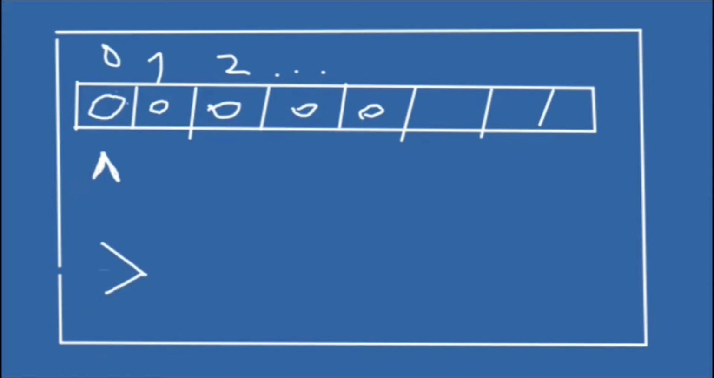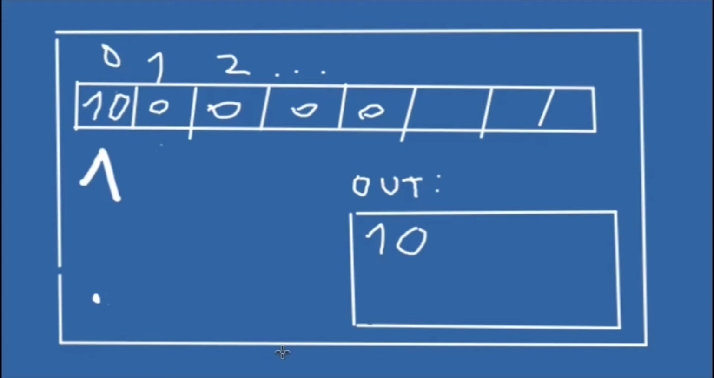The right and left commands move the pointer respectively right or left. If the pointer reaches either end of the tape, it will wrap back to the other one. The dot command prints out the pointed cell value as an integer. The colon command prints out the pointed cell value as a character, in this case a new line.